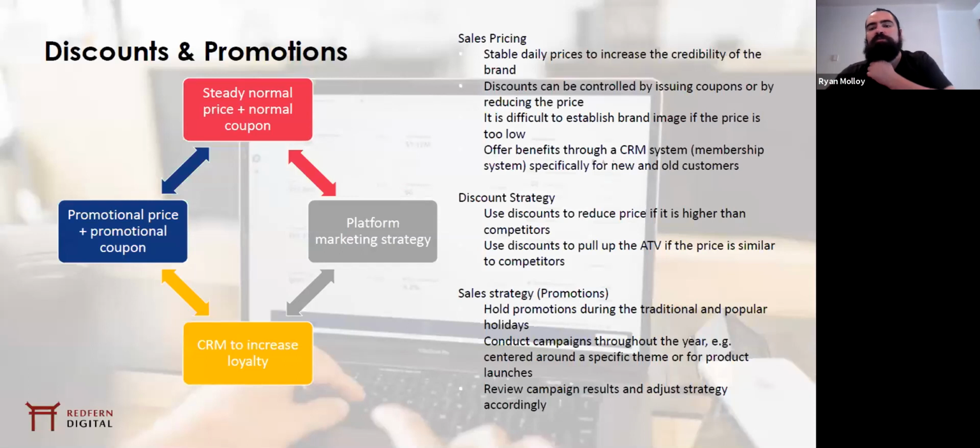And then discounts and promotions, this is always the big question for e-commerce. And generally, our answer has always been that yes, China is a premium market, you can charge more, but everyone in China loves a discount too.